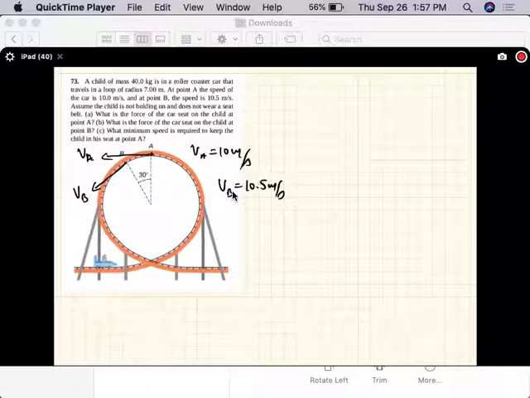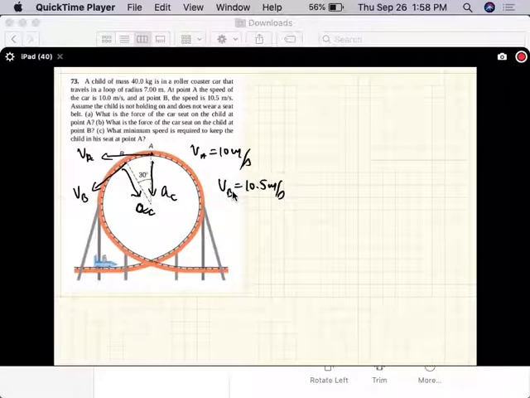Okay, so here's what we'll do. The child is going in a circle. What kind of acceleration does the child have? The centripetal acceleration. So we'll calculate the centripetal acceleration of the child in each situation.